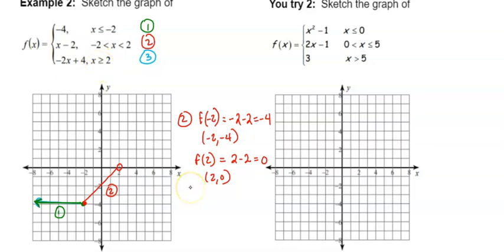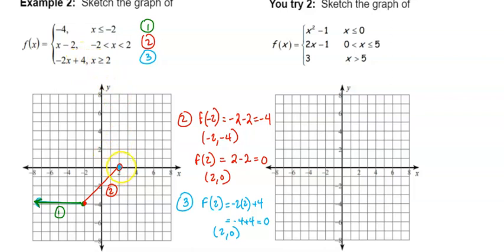So for the third piece, let me get my colors right. For the magenta piece, I want to find f of 2 using this equation because now this is the piece that I'm on. So I'm going to take -2, multiply it by 2, and then add 4. That's going to be -4 plus 4, which is 0. So my starting point for that piece should be at 2, 0. I plugged in 2, got out 0. Well, that happens to be this endpoint of this piece. And it is closed.